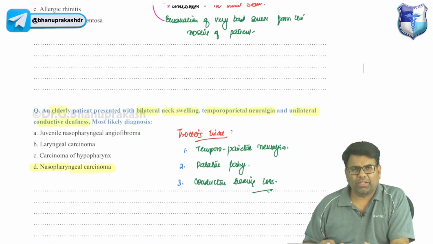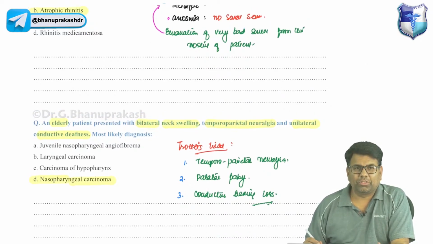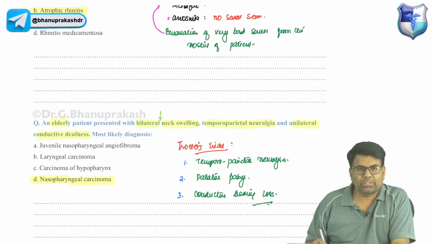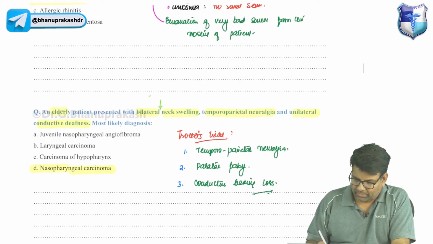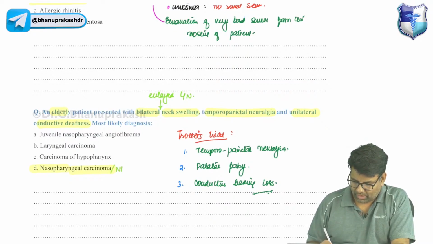So the moment you have this kind of presentation, it's very easy to make a diagnosis of nasopharyngeal carcinoma. And here you are getting this word also, bilateral neck swellings. What is this? These are actually enlarged lymph nodes. So this is a classical description for nasopharyngeal carcinoma, or NPC.